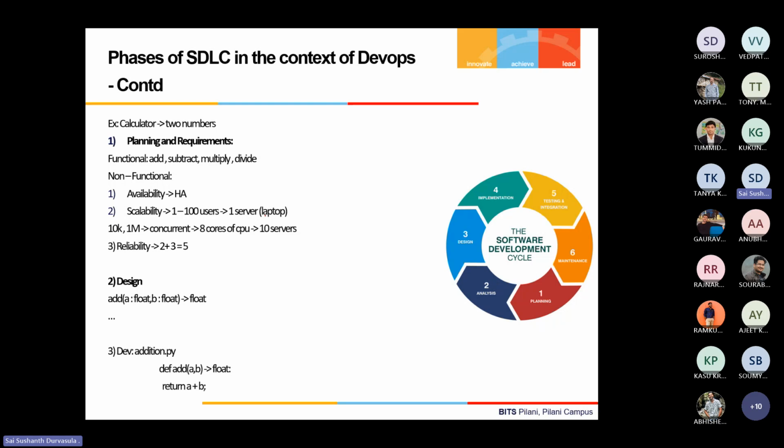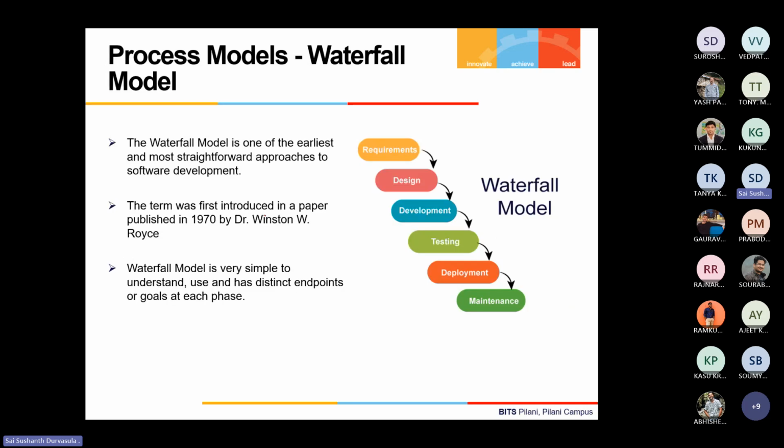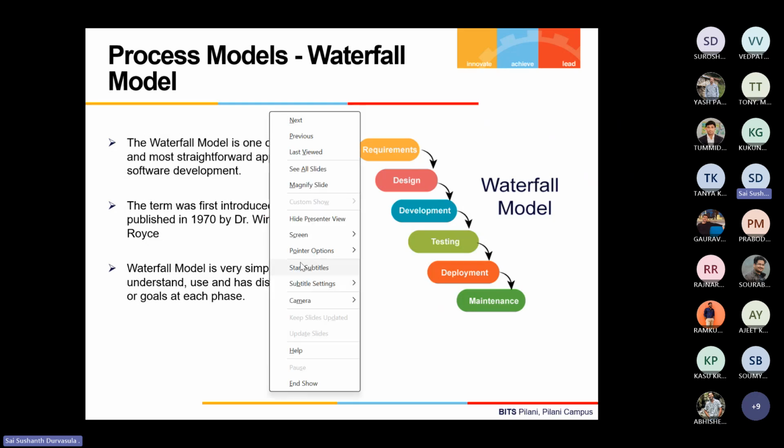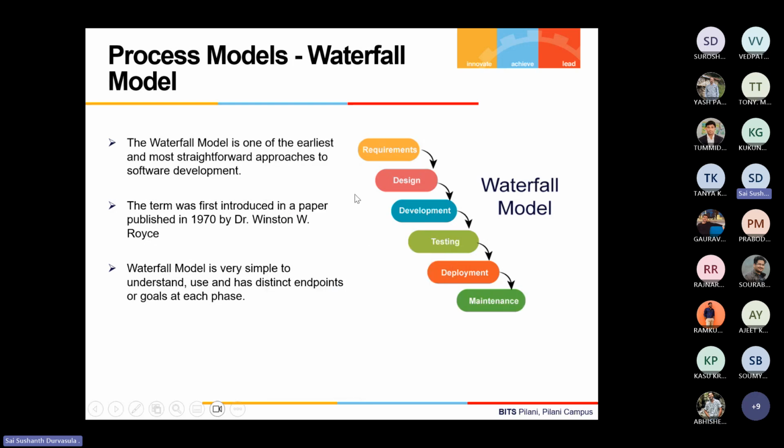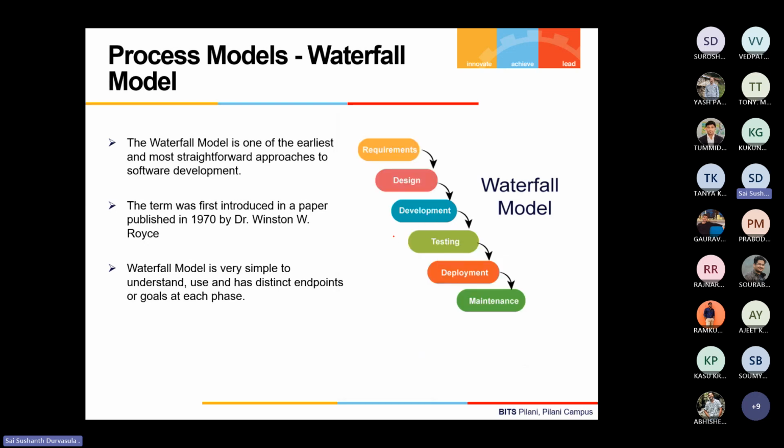What do we mean by functional requirements? What are non-functional requirements? What is design? What is development code, and so on. Right? So this is that example. Next, I think what we'll discuss are various process models. So what are these process models? Basically, they are ways to implement the software development lifecycle.